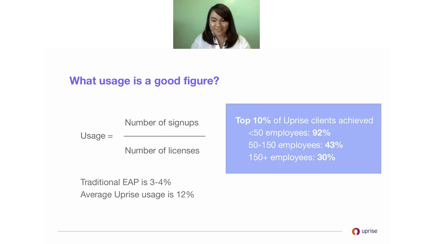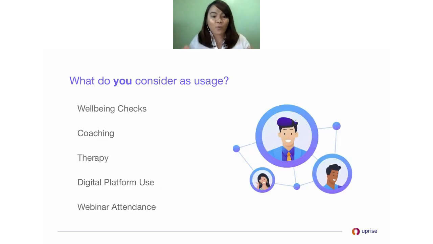All right, cool. But what do you consider as a usage percentage as a company? If you can put it in the chat box, that would be good. Other companies define their success of usage in different aspects. It could be the number of well-being checks done in a quarter or on a monthly basis. It could be how many coaching or therapy sessions the company's employees have done in a year or in a quarter, or how they are using the digital platform.